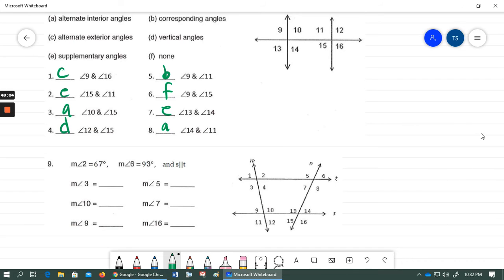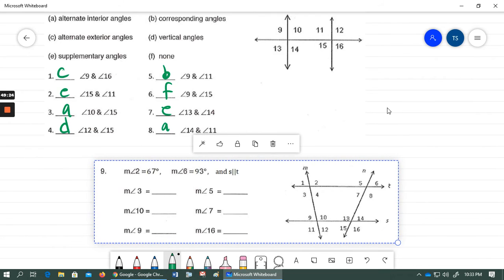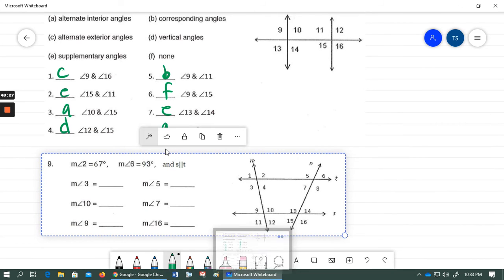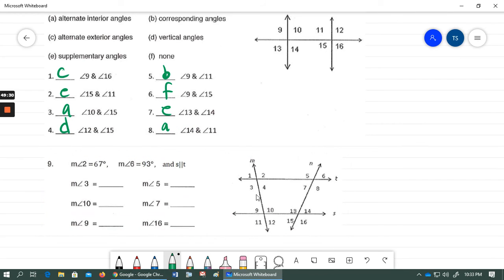Let's look at this one here, and what we've got going on. First off, let me explain real quick. When we've got these two lines here, and you see the symbols that say line S is parallel to line T, they're telling us that these two lines, line S and line T, are parallel.